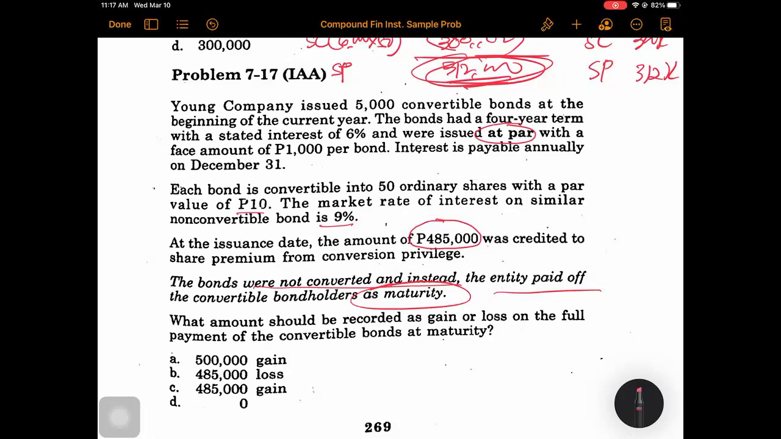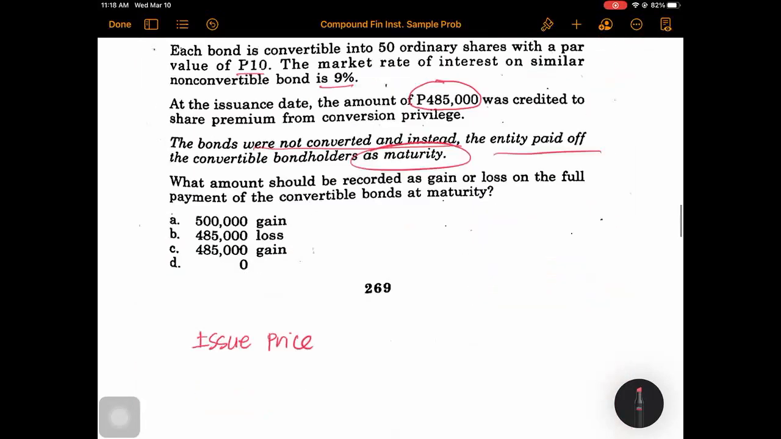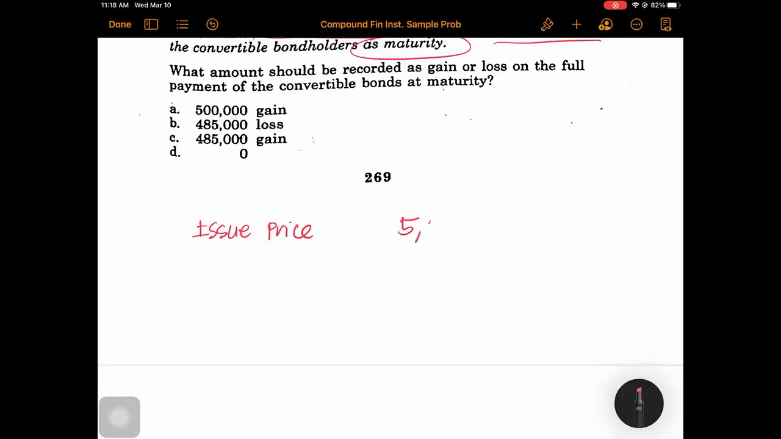The bonds had a 4-year term with a stated interest and were issued at par. When we see at par, that means at face value. Pila ang face value nato? 5 million. That's 5,000 convertible bonds times 1,000 pesos per bond. So therefore, the issue price is 5 million.